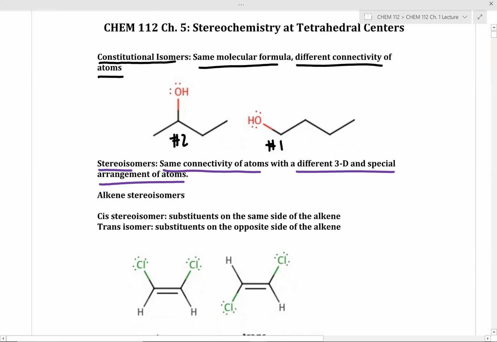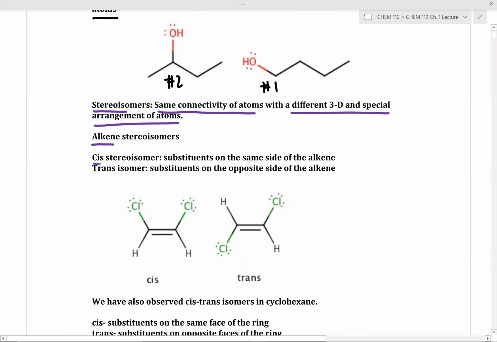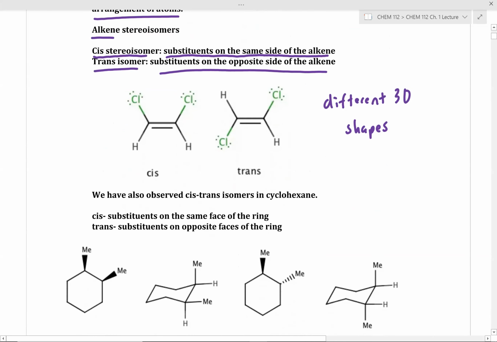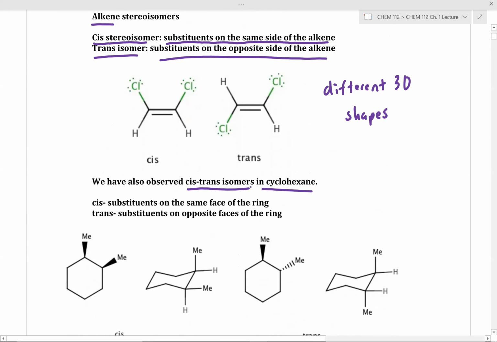So we've actually seen stereoisomers before in the context of alkenes. So we have the cis stereoisomer, which has the substituents on the same side of the alkene, while with the trans isomer, the substituents are on the opposite side of the alkene. These two molecules have different 3D shapes. We have a different stereochemistry looking at our alkene. Additionally, when we looked at cyclohexane systems, we've also observed cis-trans isomers, which are stereoisomers.